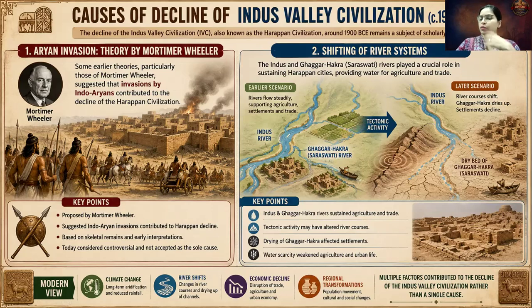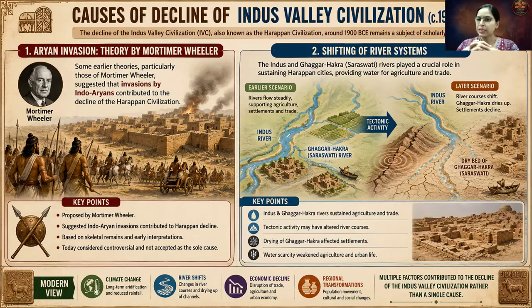Okay, the second important thing, shifting of the river systems. Now we all know that rivers played a very important role in the thriving of this Indus Valley civilization. The Indus River and its tributaries, Ghaggar Hakra, the fragment of Saraswati, played a crucial role in sustaining the Harappan cities, and provided water for agriculture and for long distance trade through the riverine routes. The water was very important.